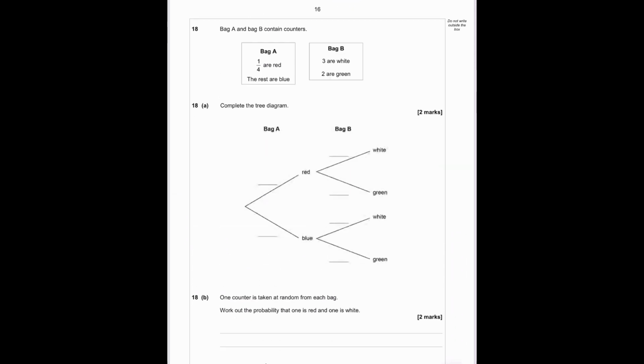Question 18. Bag A and B contain counters. Now in bag A, a quarter are red, the rest are blue, so that must be 3/4. In bag B, 3 are white and 2 are green, so that's out of 5. So we have 3 out of 5 white and 2 out of 5 green.